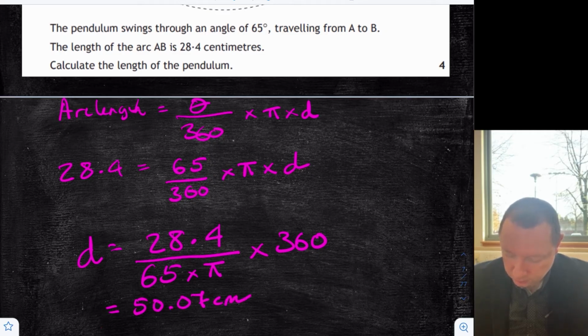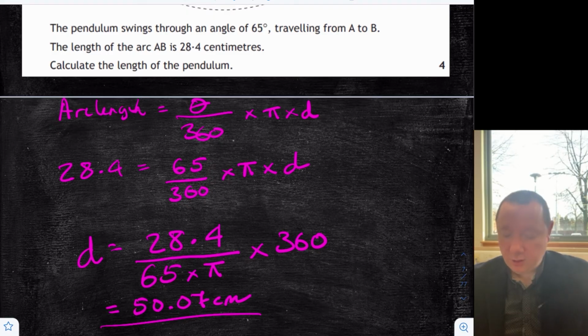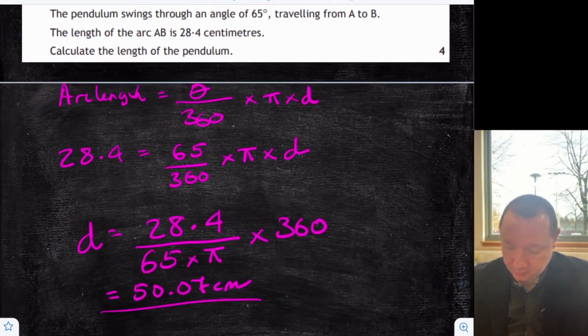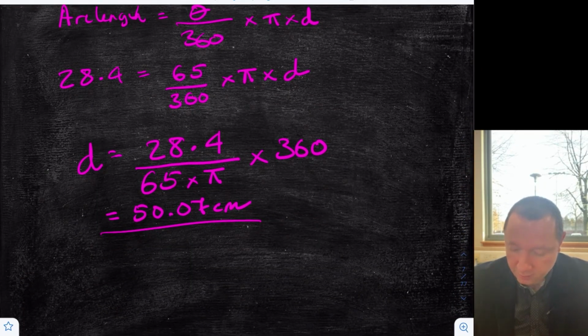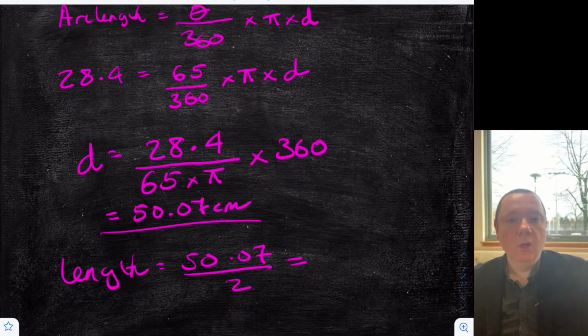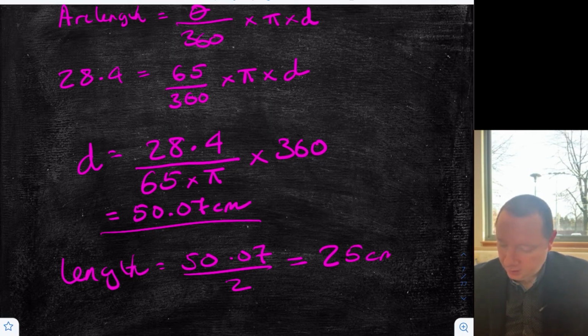centimetres. Now, we'd usually be finished here for calculating the diameter, but it asks us to find the length of the pendulum. Well, if that was to go all the way around, it would be a circle, and that would be a radius. So the length of the pendulum is half that. So our length is equal to 50.07 divided by 2, which to a reasonable degree of accuracy is 25 centimetres.